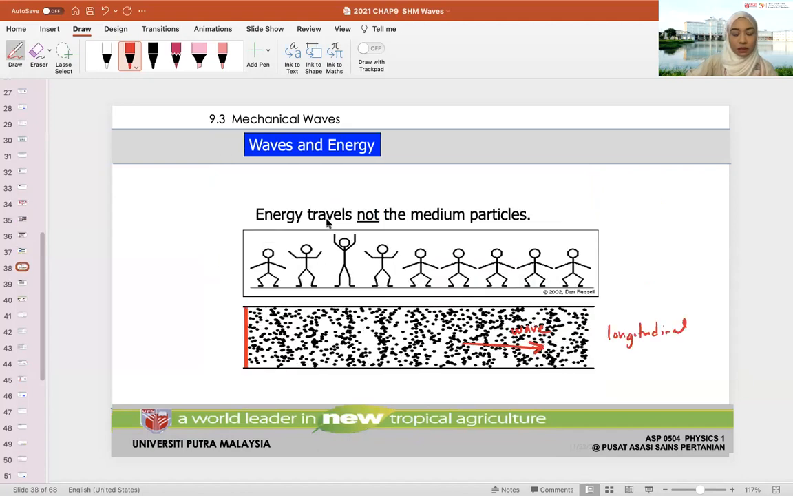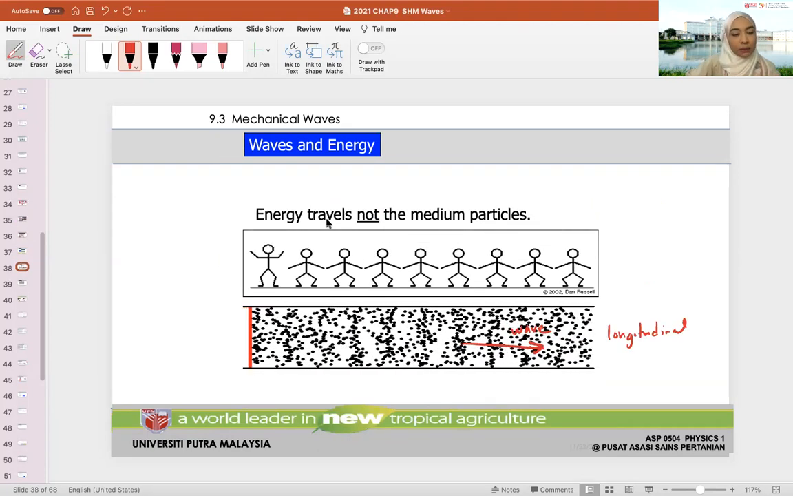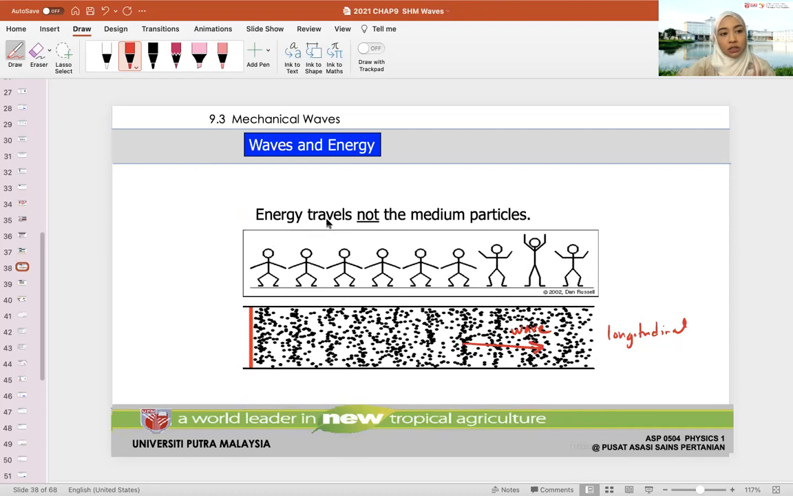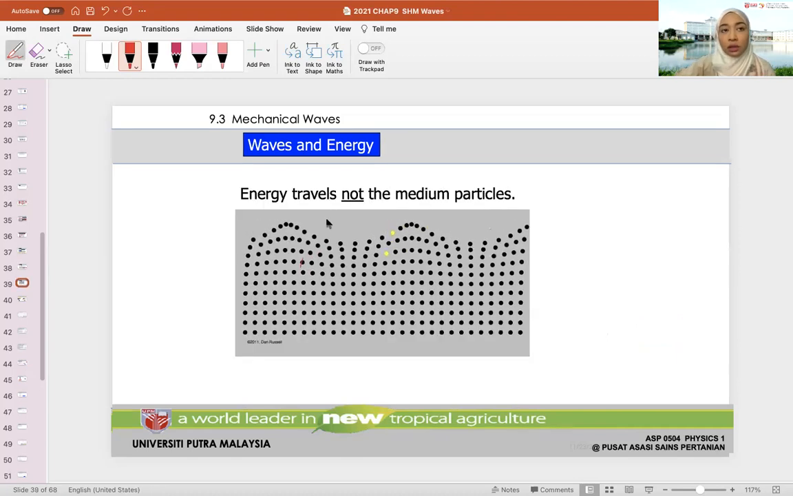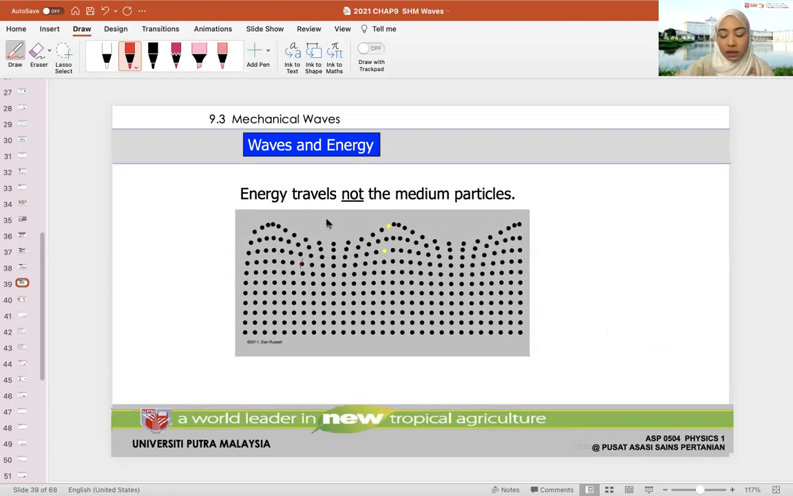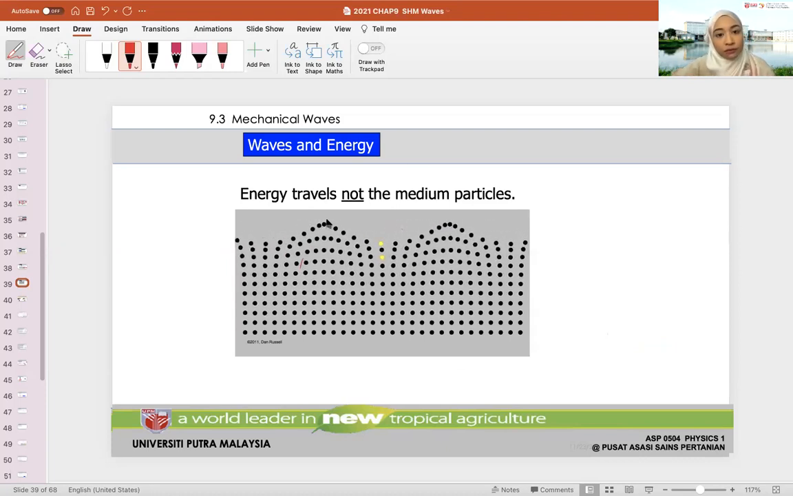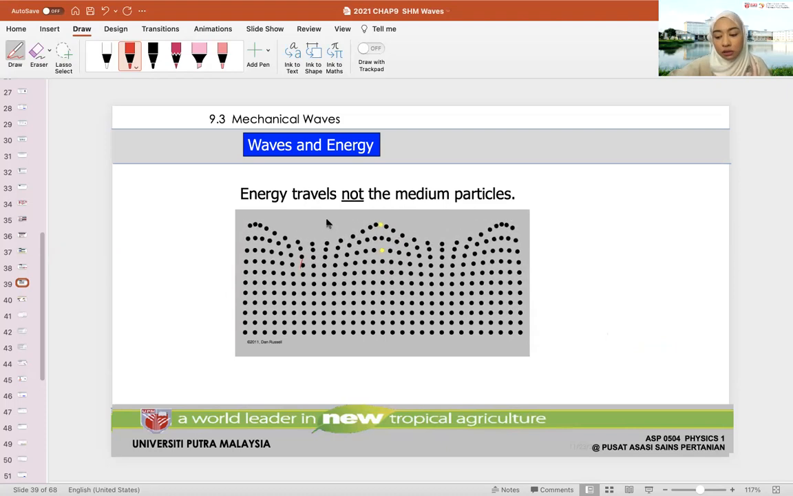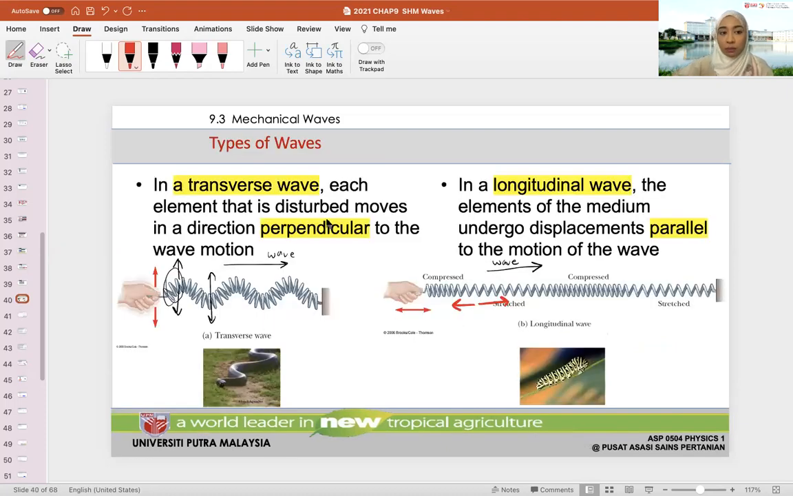So sometimes waves can be a combination. It can be a combination of longitudinal and also transverse. It doesn't have to be one or the other. It can be a combination. So sometimes when it looks confusing, you're not sure if it's a longitudinal or transverse wave, it can be a superposition of both.